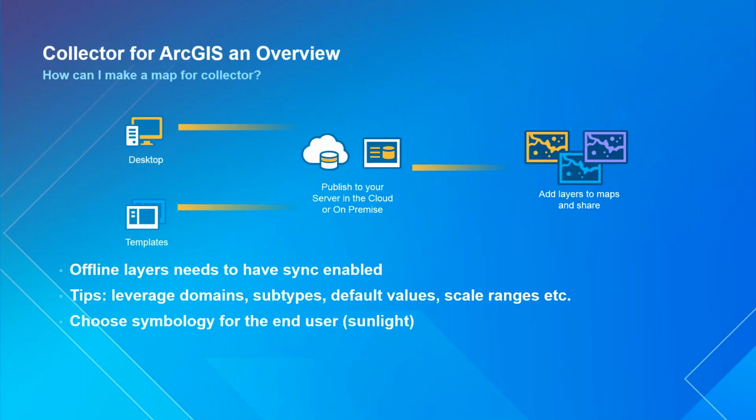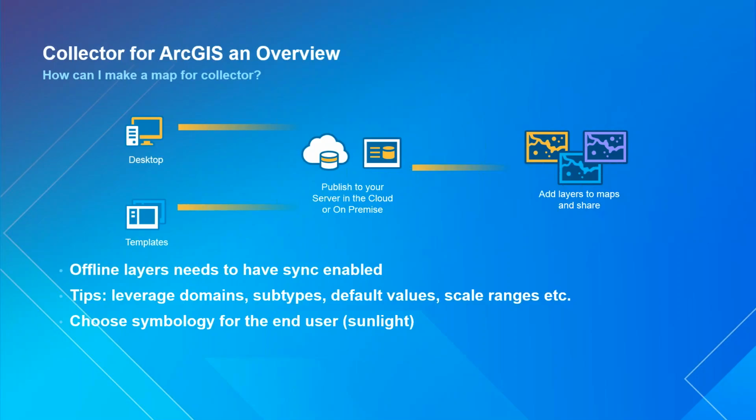Having something like a domain for a condition on an asset, say we're out in the field and we're collecting conditions on fire hydrants. It would be great if we just had a pull-down list that said good, very good, excellent, fair, poor, and then be able to just pick that from a list rather than having to type that in. Okay, so using domains and subtypes can help you do that. All right, and then scale ranges as well. So if we're going to create a map that's going to have multiple layers in it, I want to make sure that those layers appear in the correct scale range so my map isn't cluttered with stuff that's going to make it difficult for me to select a location or select a feature for collection.